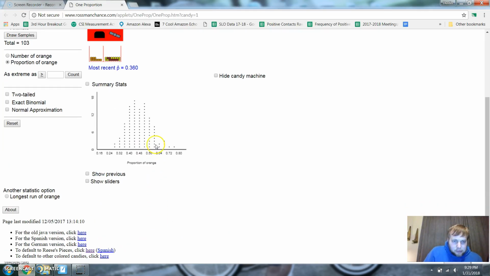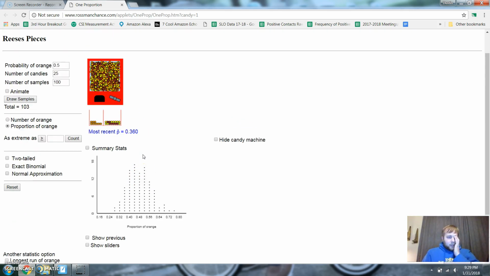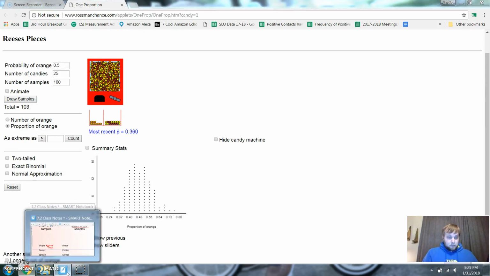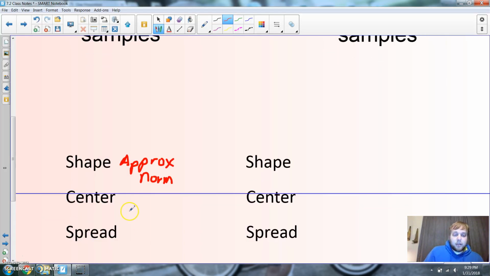Where's the center at? Ooh, let's see. The center looks to be around 48%. So the center looks to be about 48%. That's kind of weird. Center's at 0.48. And how would I write my symbol for this, right? Well, it would be the mean of all my samples.